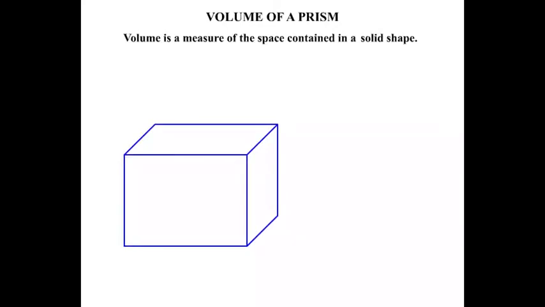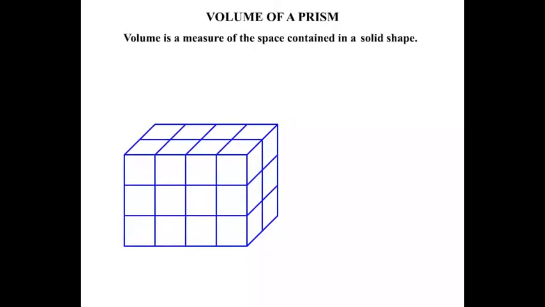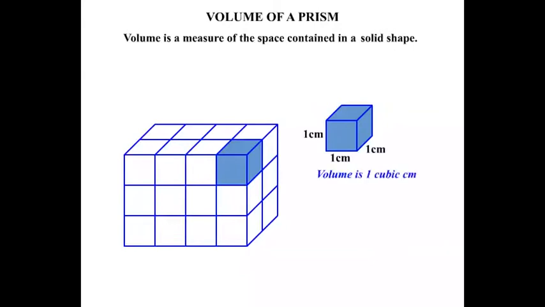Now in this lesson we look at the volume of a prism. Volume is a measure of the space contained in a solid shape. If we consider this box, a cuboid, also known as a rectangular prism, and we broke it up as such, and concentrate on one little cube, if it had measurements 1 centimeter by 1 centimeter by 1 centimeter, we would say that it has a volume of 1 cubic centimeter. That is often written as 1 cm cubed.